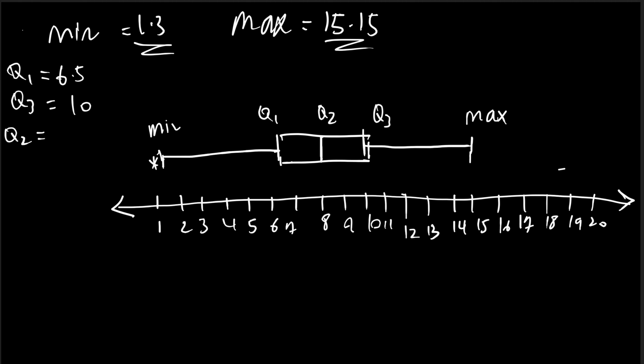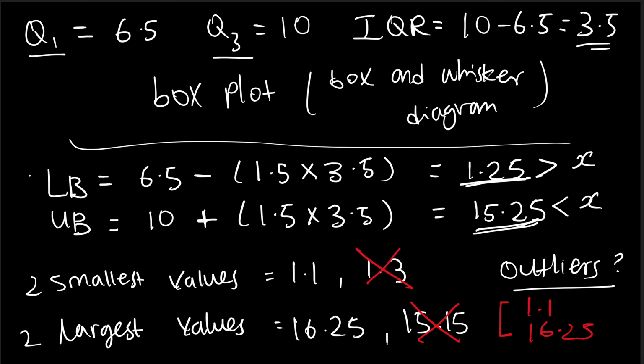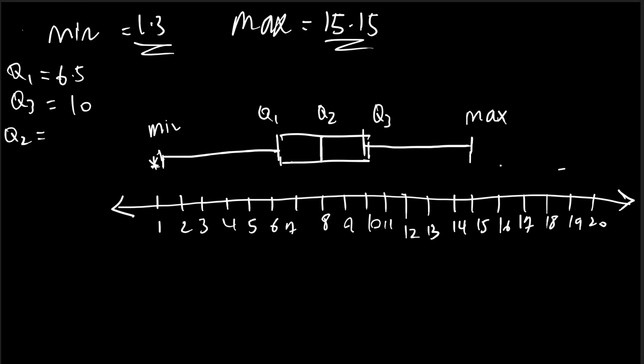Sorry, yeah. I probably should have chosen a better number because it's really hard to show it on here. The numbers are too close. Our outlier was 16.25. This one's a bit better actually. And we just mark it with an asterisk. So these are what we call outliers.